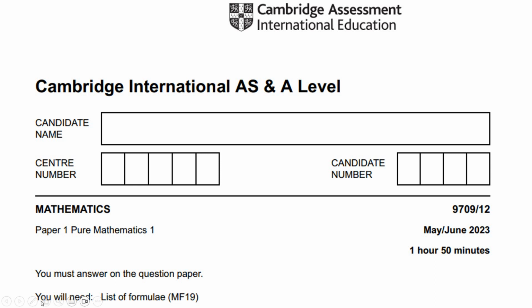Okay, this is the first part of the Cambridge A-Level Pure Paper 1 from summer 2023. This is for Zone 4, so this is Thailand, etc.